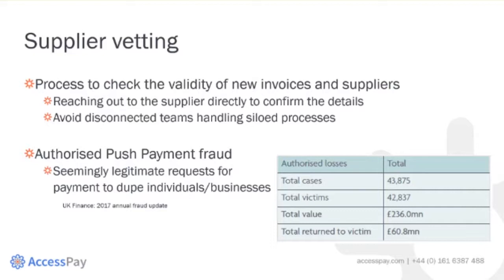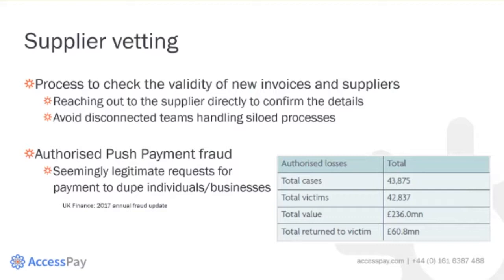So, authorised push payment fraud that Helen touched on before. Now this is something that's quite big on UK Finance's radar for this year. You can see they've published some stats for the first time around the total cases. And this is really where a seemingly legitimate request for payment to dupe individuals or businesses is sent through to an organisation. That could be someone impersonating your bank or someone who you regularly pay, duping that customer into thinking, yeah, I should make that payment, or that employee into thinking, I should make that payment. And because they initiate it and they're an authorised person on the account, it's very difficult for the banks to detect that as fraudulent activity.